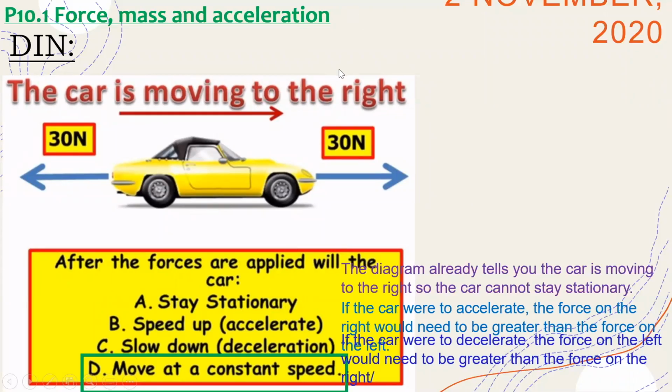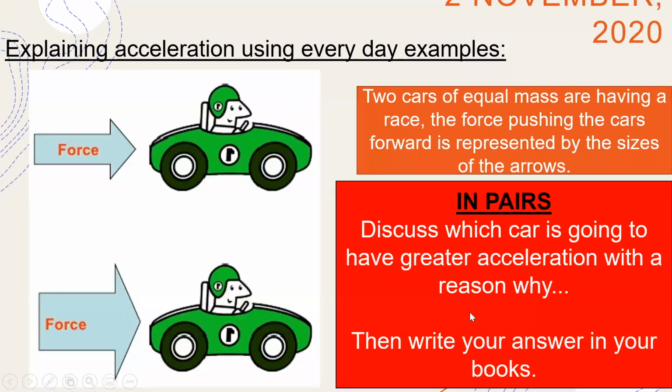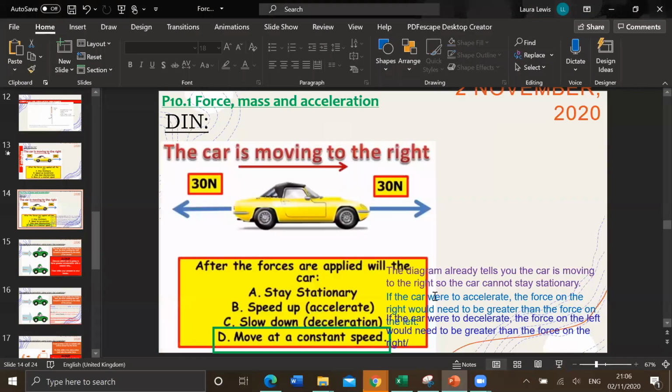If you go back and look at Newton's first law, you can tell the car is moving to the right, so it cannot stay stationary. For the car to accelerate, the force on the right would need to be greater than the force on the left. We're just going to space that out a bit more.